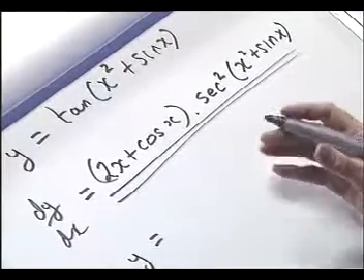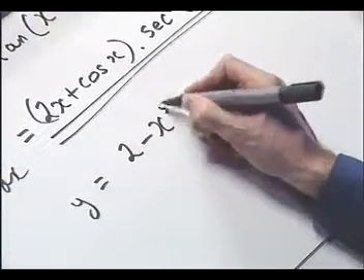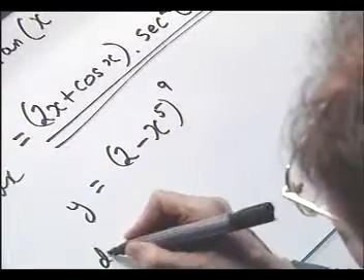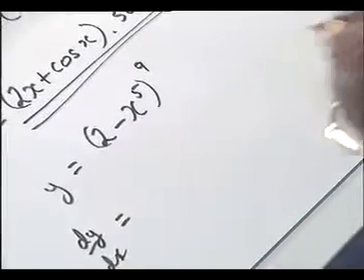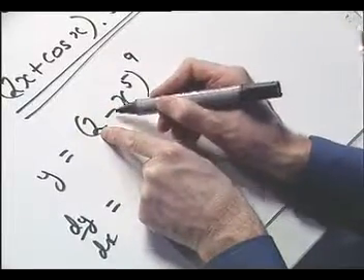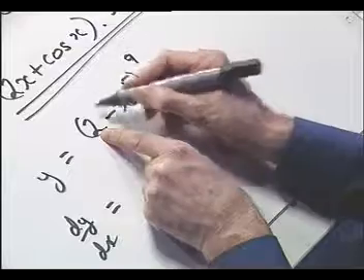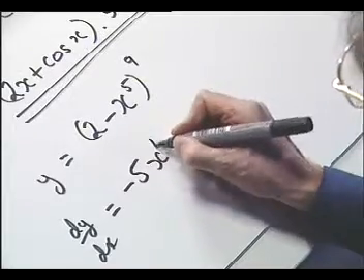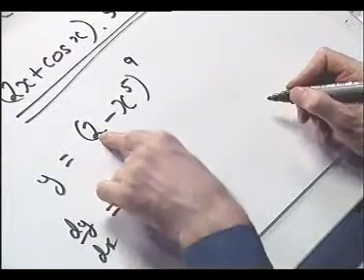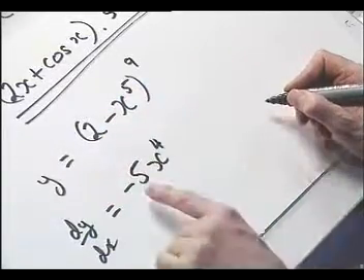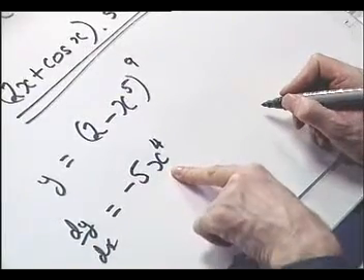y equals, and this time we'll have a look at one that's got brackets and powers in it, 2 minus x to the fifth, all raised to the ninth power. dy by dx is, got to identify the g of x first, and the g of x is this bit inside the bracket, the 2 minus x to the power 5. So we need to differentiate that first, so that's going to be minus 5x to the power 4. Remember, the derivative of 2, which is a constant, is 0, and then multiply by the 5 and take 1 off the index. So minus 5x to the power 4.